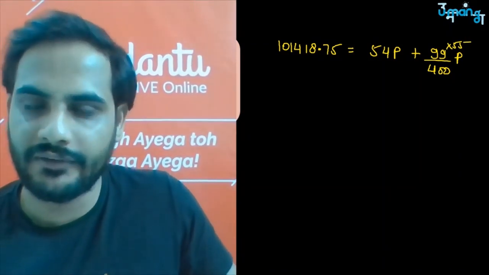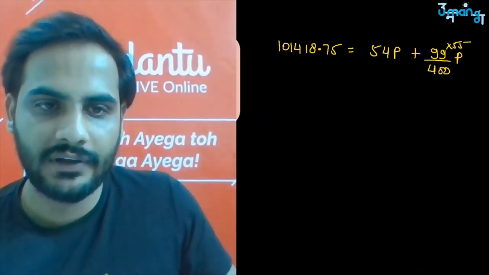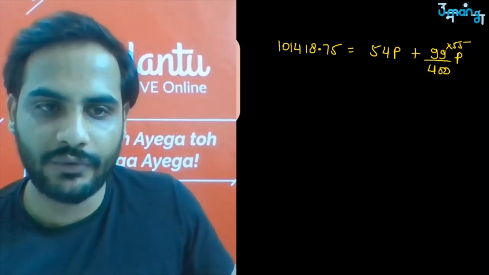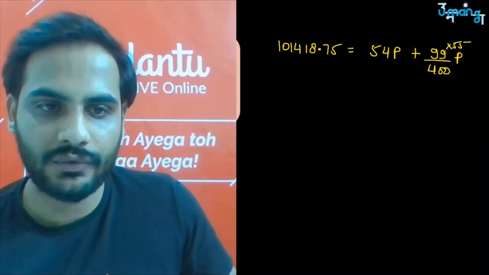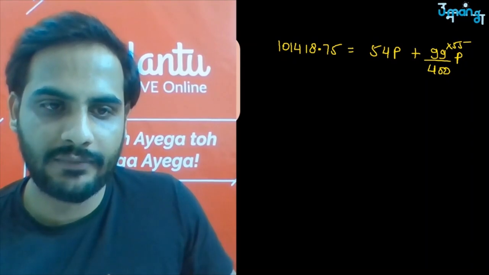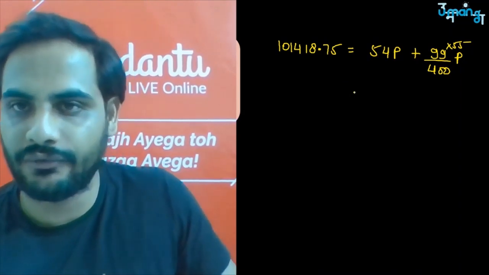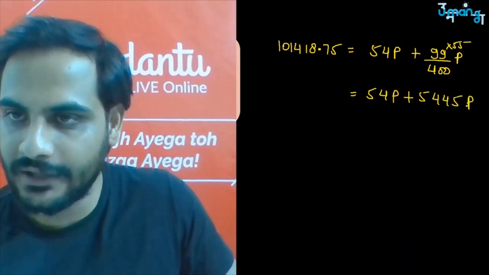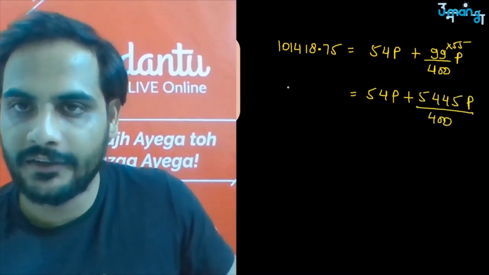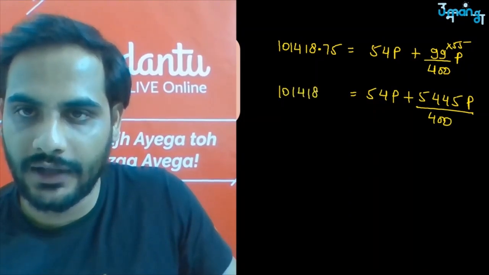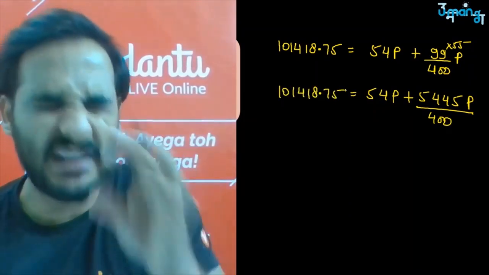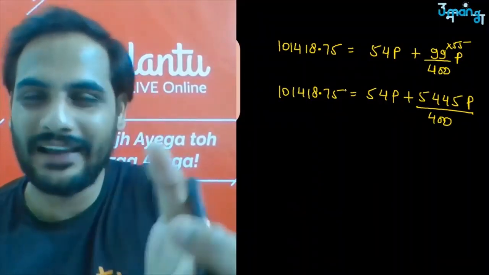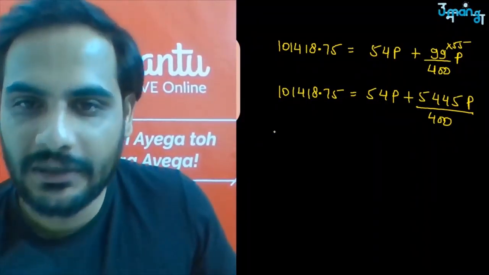So 99 into 55 will be equal to 5 nines are 45 carry 4. 5 nines are 45 plus 4 is 49. Similarly 5 9 4, so 5 4 plus 1, 5 plus 9. So 5445. So it will be 54p plus 5445p divided by 400 is equal to 101418.75. Calculations are very bad, I must tell you. The exams, they don't give such bad calculations, but we'll solve it.